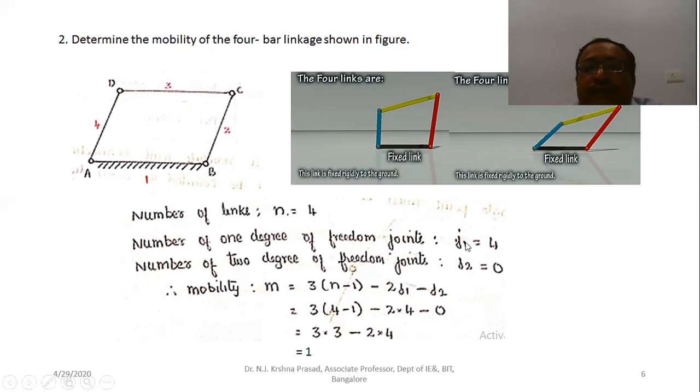Substituting N, J1, J2 in Grubler's mobility equation for the planar mechanism, it gives the value 1. The conclusion is that it is a mechanism with 1 degree of freedom. Meaning, if you rotate it by some value of theta, the other links in the mechanism move to a predetermined value.